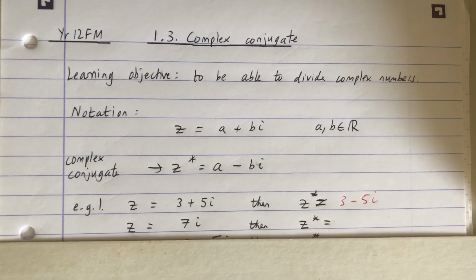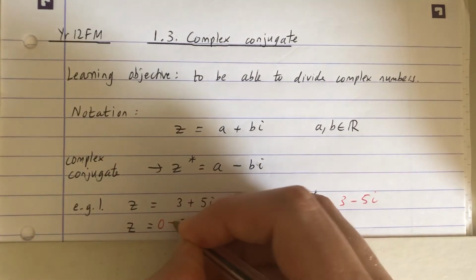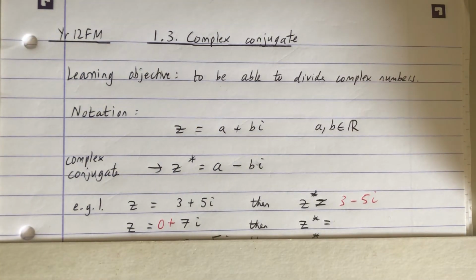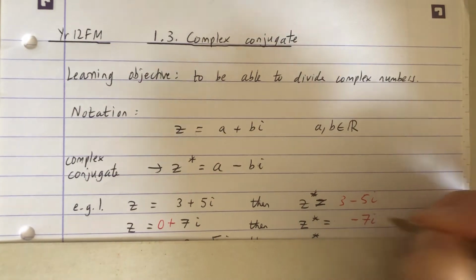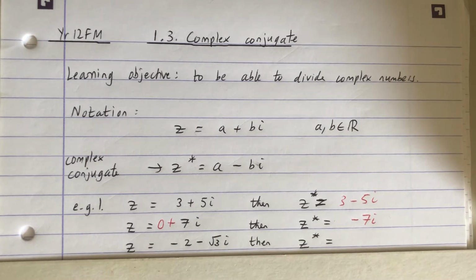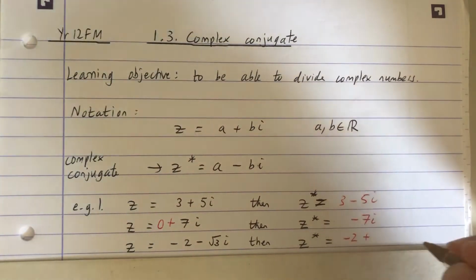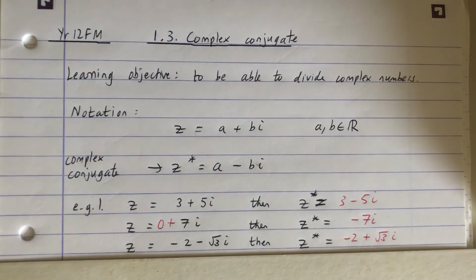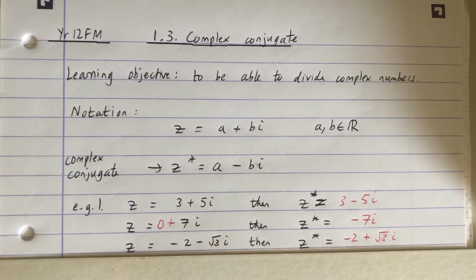If you had 7i as the complex number, you might want to think of that as 0 plus 7i, then minus 7i is the complex conjugate. And finally, if you had negative 2 subtract root 3i, then negative 2 plus root 3i is the complex conjugate. Occasionally in an exam style question they'll use this notation, and you need to know that means complex conjugate, or just switch the sign of the imaginary part.